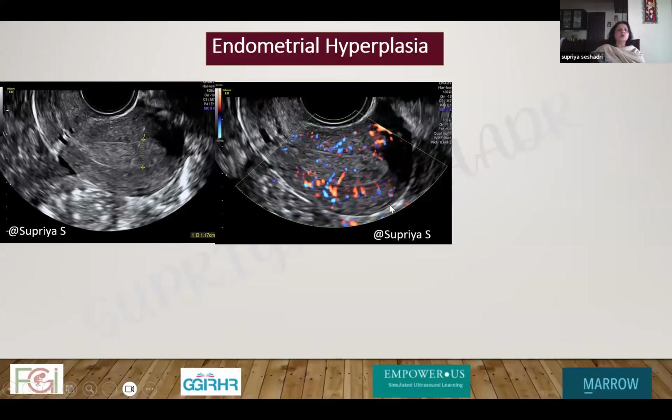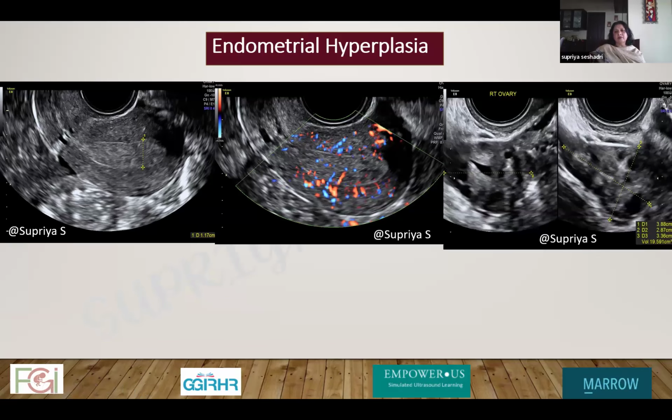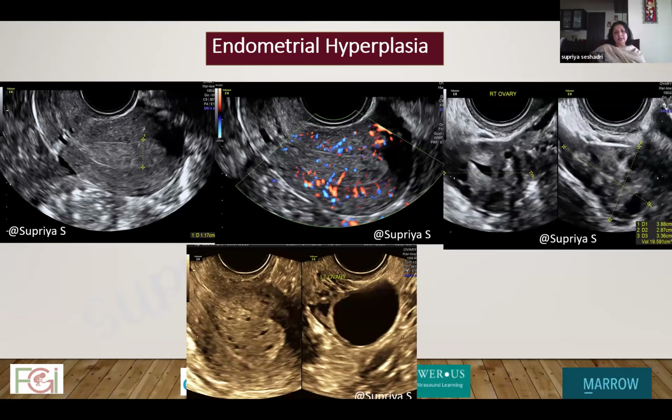Always look for the source for the excess estrogen. Very often it is polycystic ovaries. Sometimes we see what is called a functional cyst or a simple cyst in the ovary. Now this again could be the source of estrogen, and that's why this endometrium has the appearance suggesting that there could be hyperplasia.